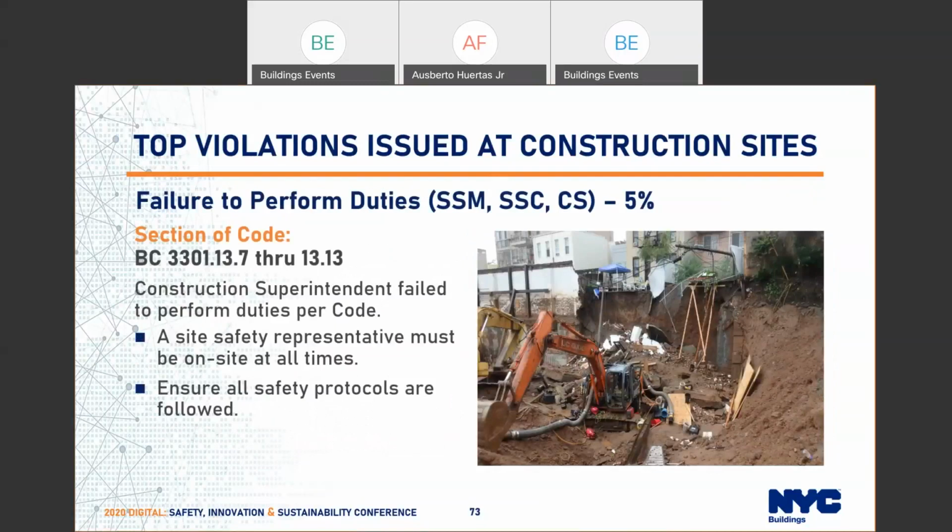One of the violations issued to the site was failure to perform duties. Common reasons why this violation is issued: the site safety professional was not on location at the time of an inspection, the site safety professional did not sign the logbook, the site safety professional failed to designate a competent person, and failure to ensure appropriate safety measures were being followed.